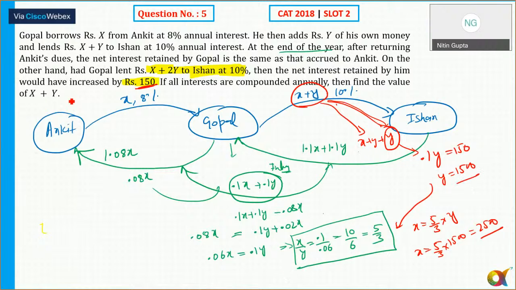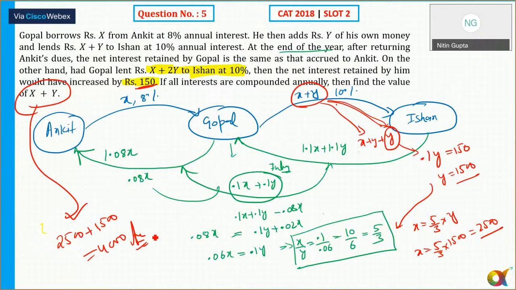And the question is, find the value of x plus y. So x plus y is 4000. I'll say this question is not a difficult one, but yes, the language is somewhat tricky, so it might be time consuming to understand the language part. Once you understand the language part, then that's an easy thing.